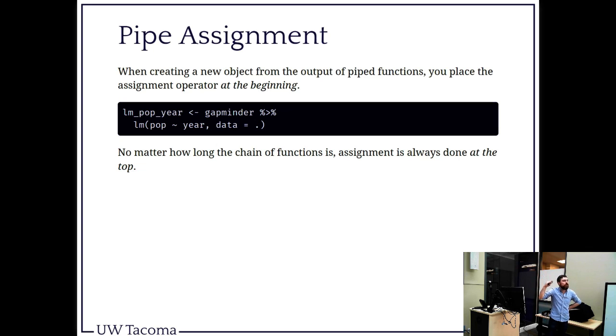No matter how long this chain is, it's going to assign back to the object at the beginning, which is kind of intuitive if you think about it. What you want to say is, okay, I want to create some object called this, and what I'm going to use to create it is all the stuff that comes afterwards. The logic of it begins with, well, I want to make an object. You don't say, I'm going to do all these operations, and at the end be like, oh, and by the way, I want to make something out of it. Right? So it's done at the beginning.